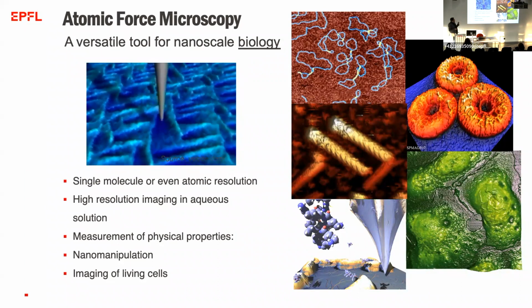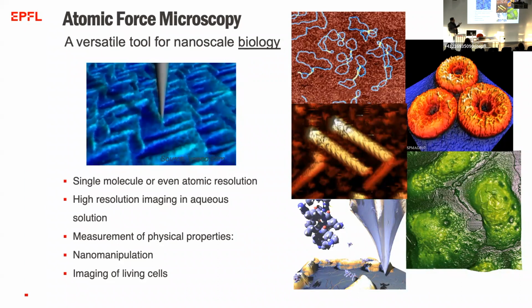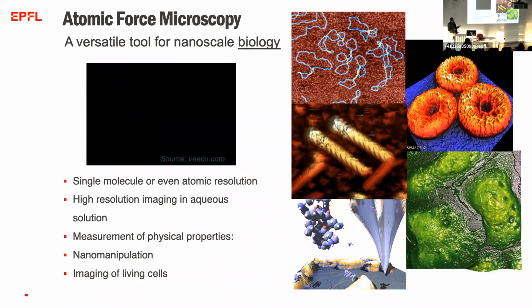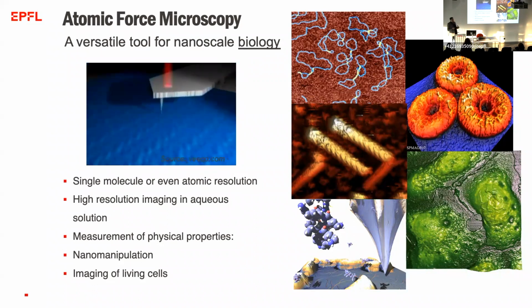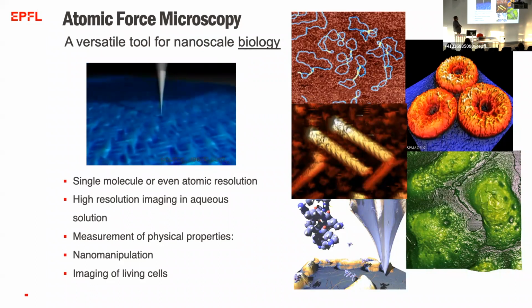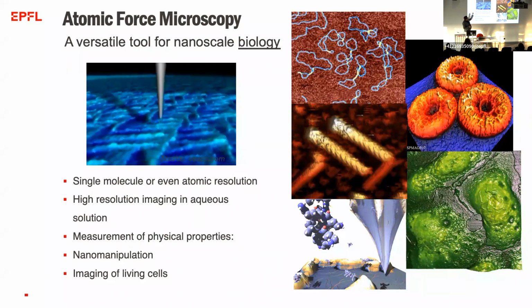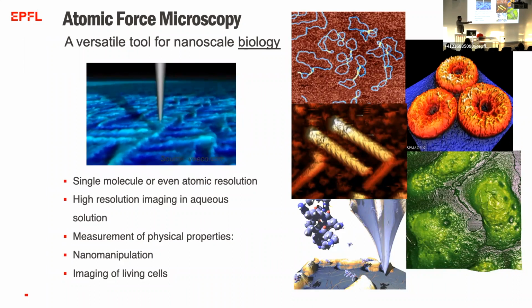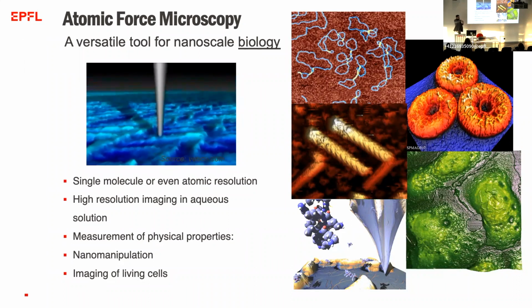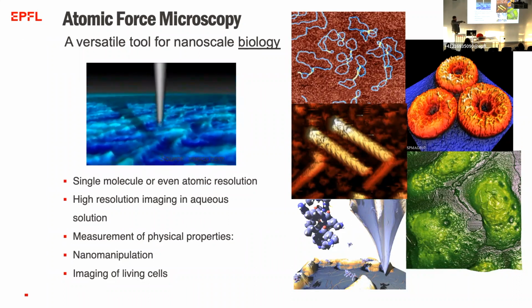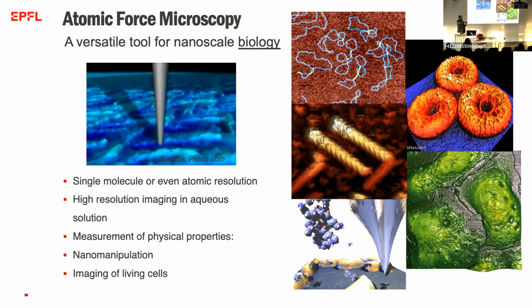So you can get images of the topography, but you can also get additional information because you're physically in contact with the sample. The way it works is that you have this sharp tip, which is the probe of the scanning probe microscope, and you move it across the surface to measure that property point by point.